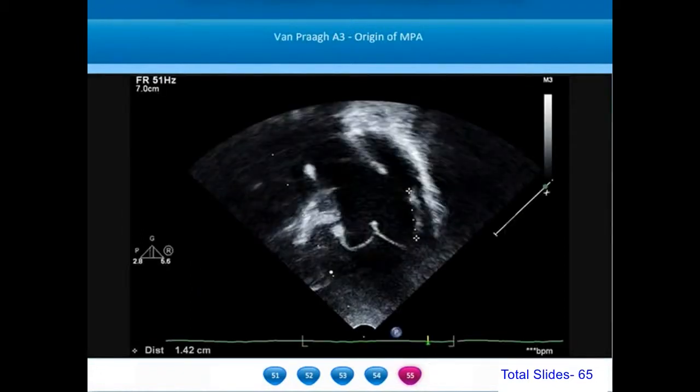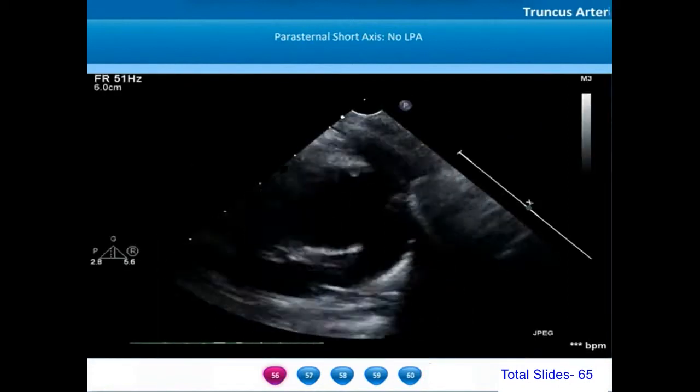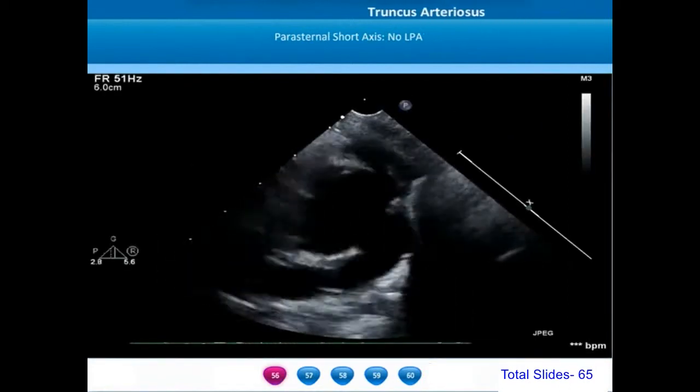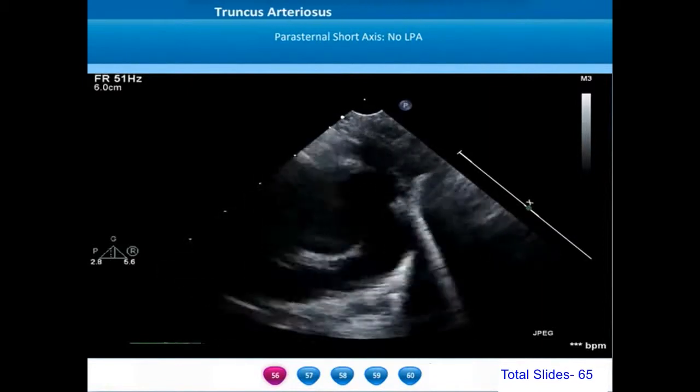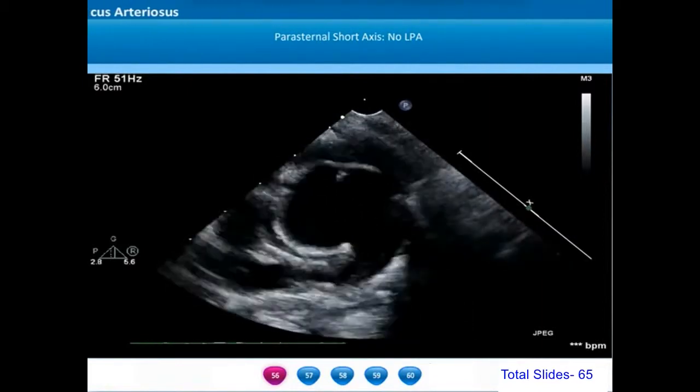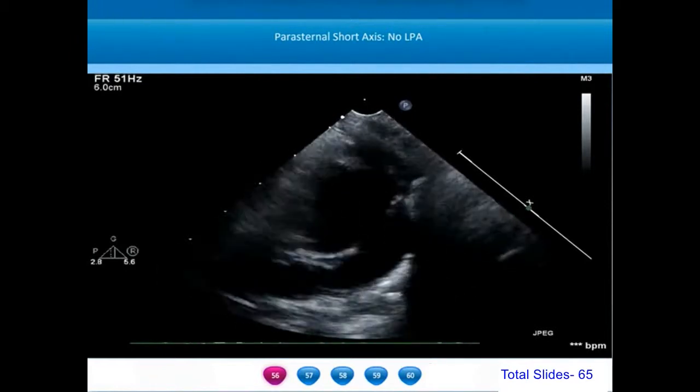Van Praag A3 type of truncus arteriosus will include truncus where only one of the branch pulmonary arteries is arising from the trunk. The other pulmonary artery does not have any origin from the trunk. We show you one apical four-chamber view, a still frame where a pulmonary artery is arising about 1.4 centimeter above the truncal root. On a parasternal short axis view, we appreciate that this blood vessel that is arising from the leftward wall is coursing entirely towards the right lung. There is no left pulmonary artery seen.